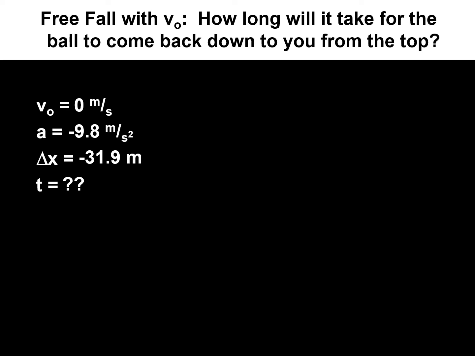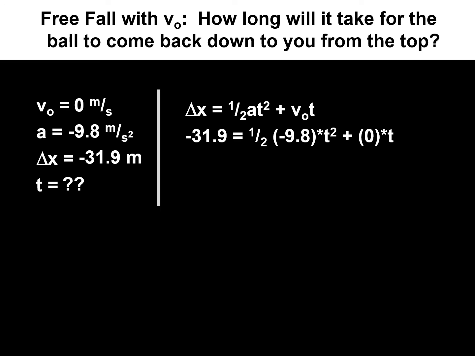So the equation that has displacement, acceleration, initial velocity, and time is going to be displacement equals 1/2 times acceleration times time squared plus the initial velocity times time. Plug in the numbers we know. Negative 31.9 is going to be equal to 1/2 times negative 9.8 times time squared plus the initial velocity, which is 0 times time. That part cancels out, the 0 times time. And we're left with negative 31.9 is going to be equal to negative 4.9 times time squared. So we're going to divide both sides by negative 4.9 and we get 6.51.